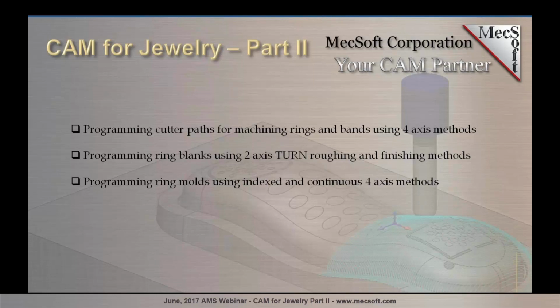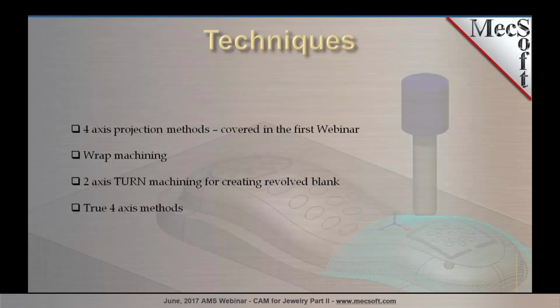Before we get started with the demo, let's just go through a few techniques and examples. Mainly, we are going to be talking about 4 techniques or methods that are used. The first is 4-axis projection, which was covered in the first seminar, and Uday will briefly recap when we get started. And then we will discuss wrap machining, followed by 2-axis turn machining using our turn module, and then finally true 4-axis methods for machining molds as well.